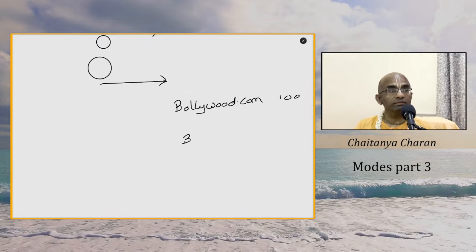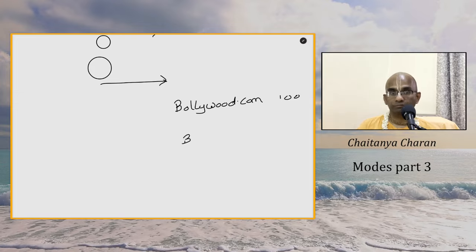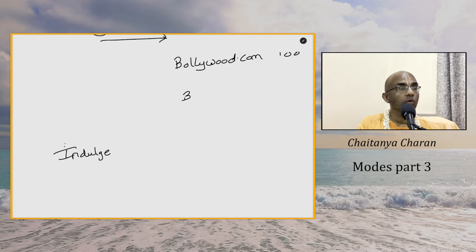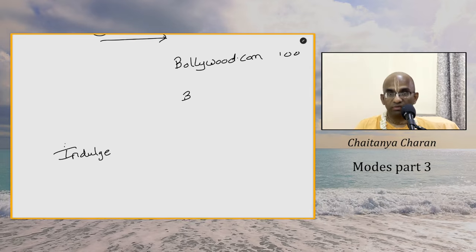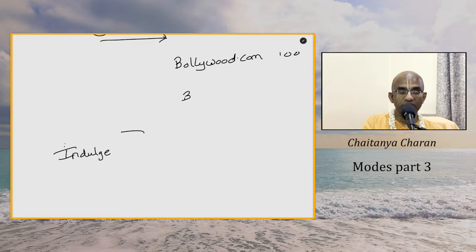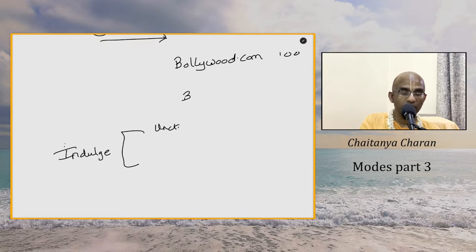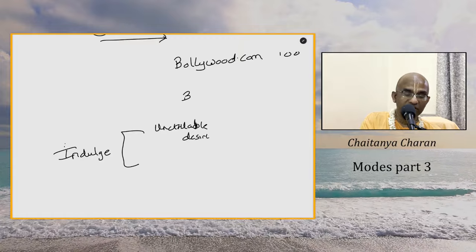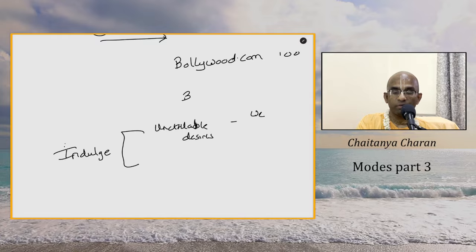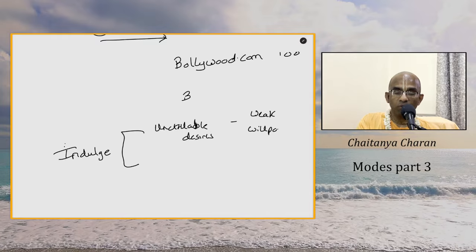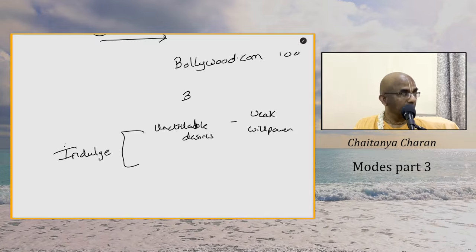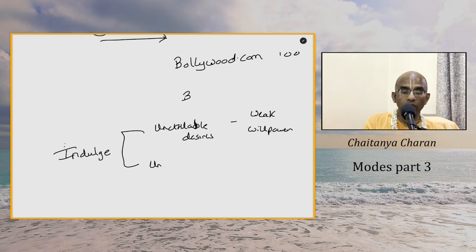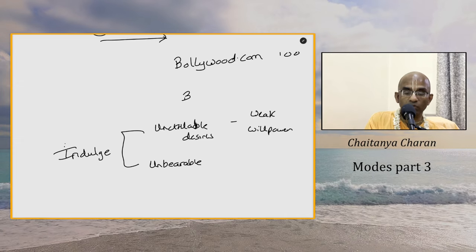So quite often, whenever we indulge, it may be indulging in overeating, it may be in just net surfing, whatever it is, we often think it's because of uncontrollable desires. The desires are so strong. And then when we use this control, then we say, oh, my willpower is so weak. I resolve I won't do it, but still I did it. Now, it is possible that it's because of uncontrollable desires. But it could also be because of unbearable emotions.